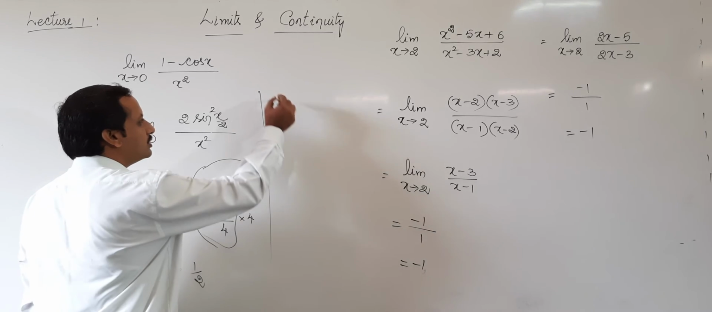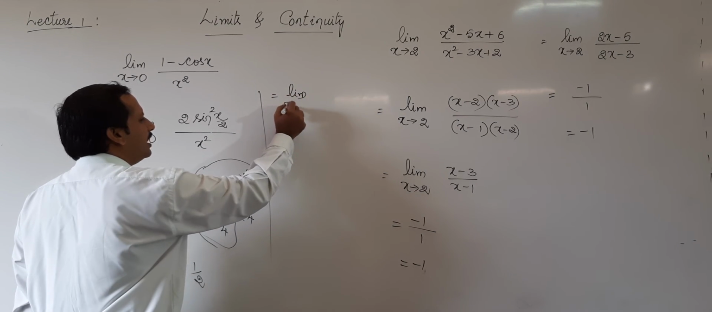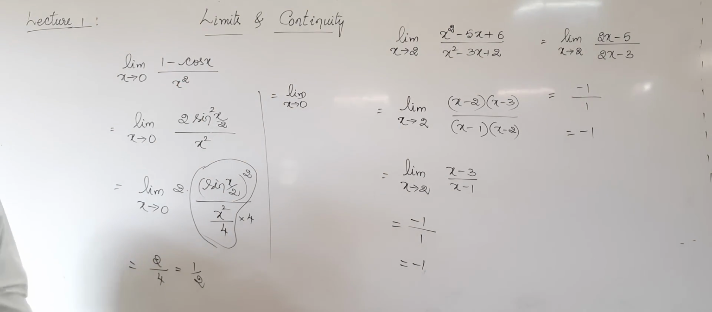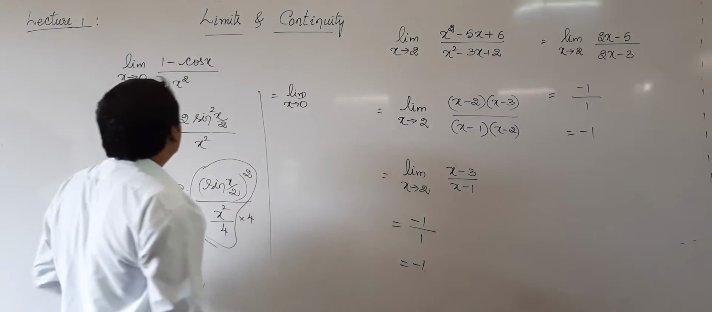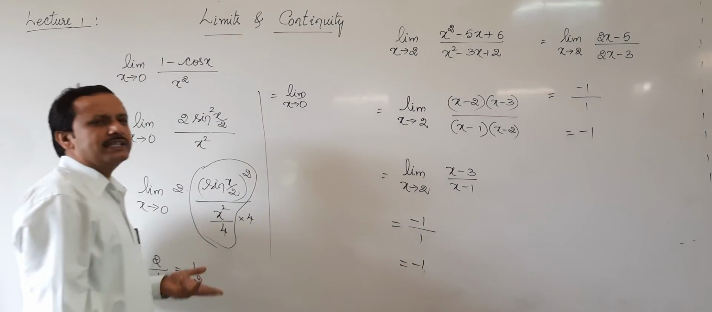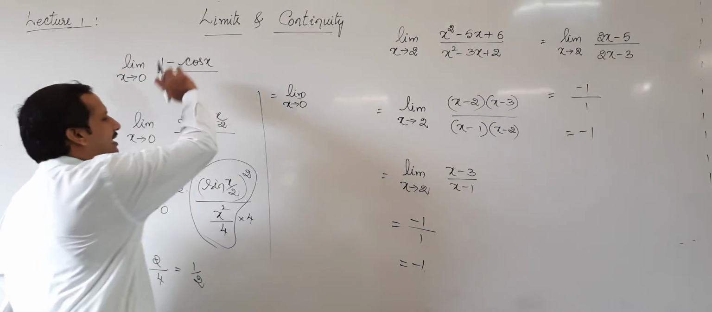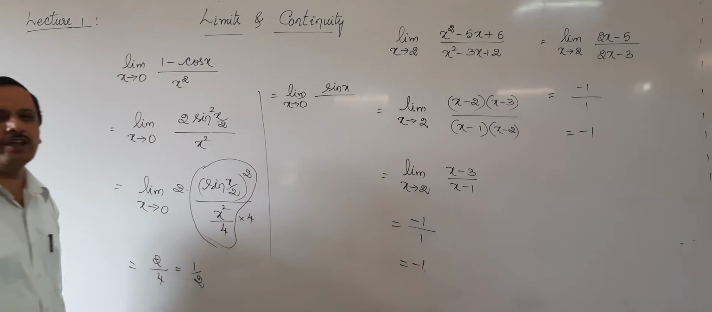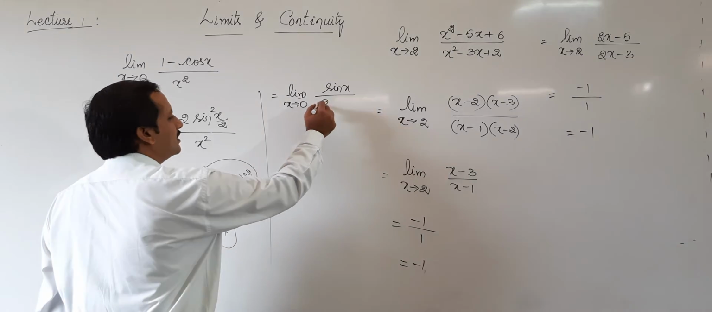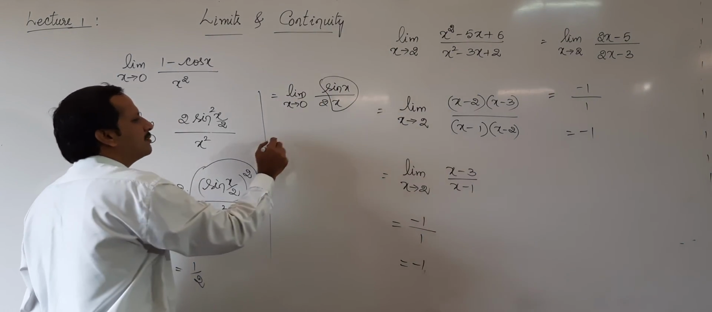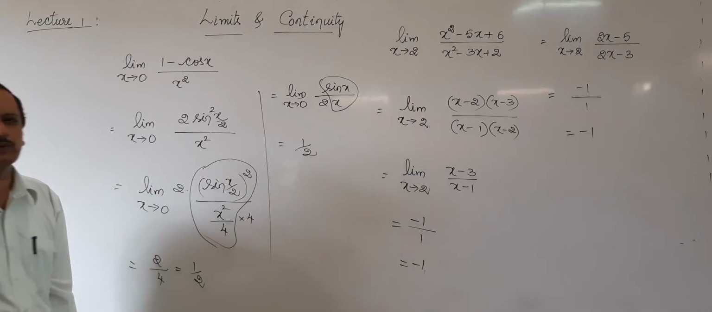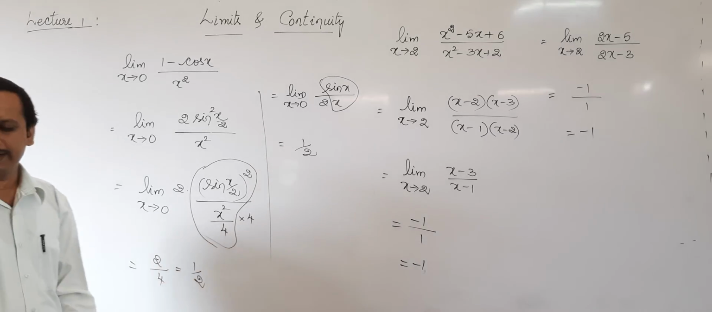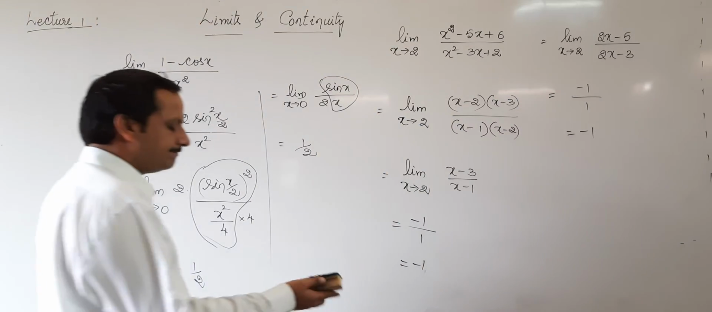Now we know L'Hospital's rule. If I directly apply the limit, I am getting 0 by 0, which is an indeterminate form. Therefore, I can use L'Hospital's rule. So differentiate. Derivative of 1 is 0. Derivative of cos x is minus sin x. Already minus is there. Minus of minus will become plus sin x. Divided by, differentiate the denominator, derivative of x square is 2x. As x approaches 0, sin x by x becomes 1. So we get a direct answer, 1 by 2. Okay, you can see some steps are saved here. Right. I'll take another example.